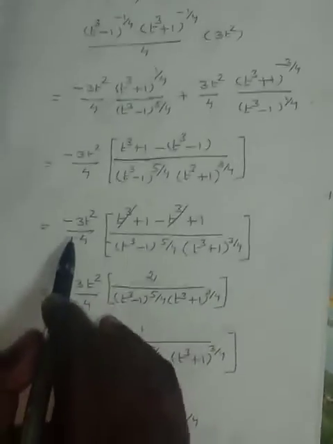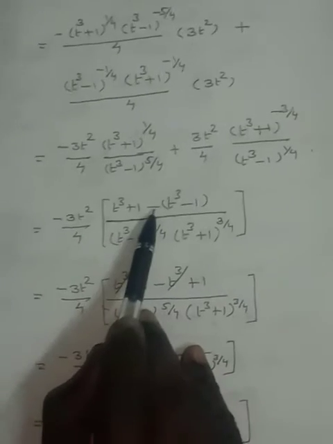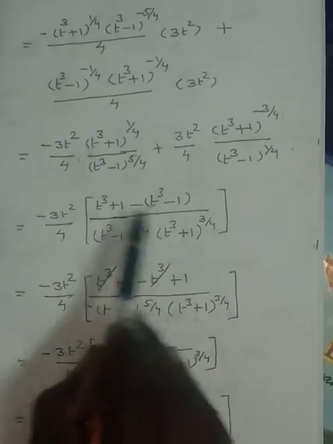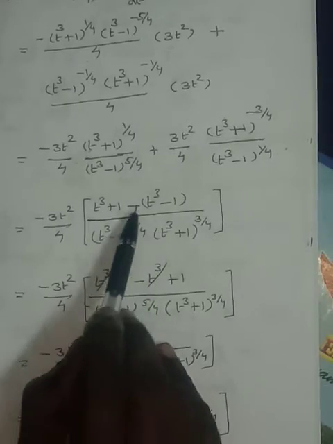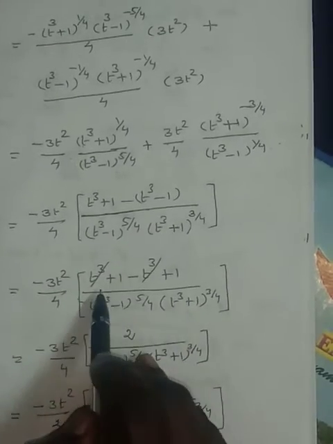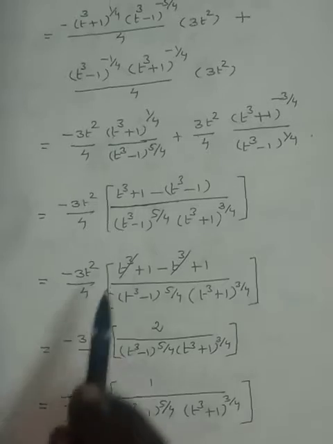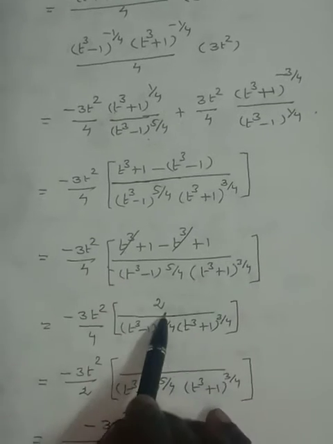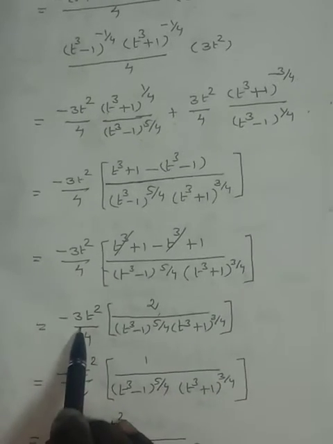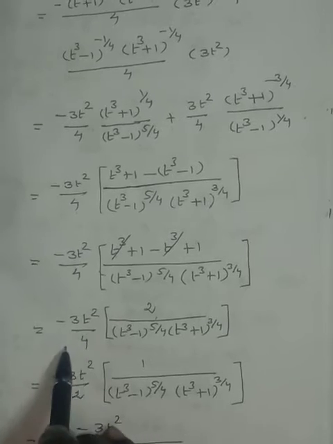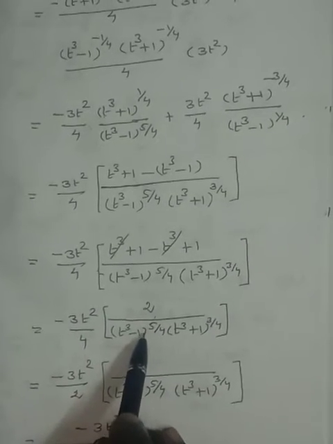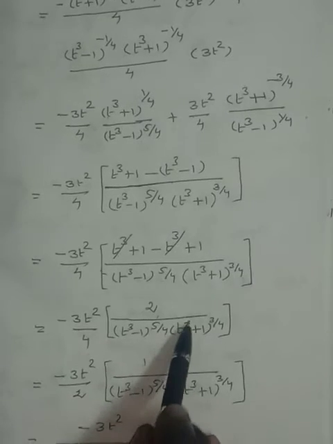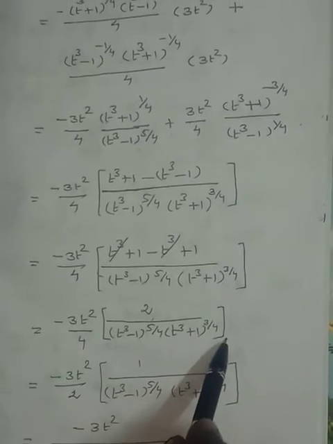Now minus 3t square by 4 into, distribute this negative sign. We have 3 t to the power of 3 plus 1 minus t to the power of 3 minus of minus positive 1. Cancelling t to the power of 3 minus t to the power of 3, we have 1 plus 1 is 2. Therefore minus t minus 3t square divided by 4 into 2 divided by t to the power of 3 minus 1 whole to the power of 5 by 4 into t to the power of 3 plus 1 whole to the power of 3 by 4.